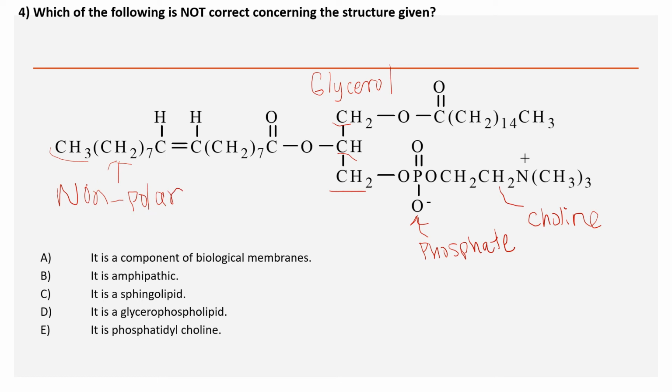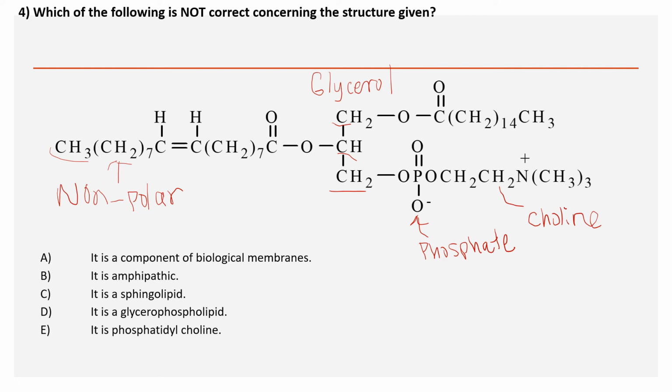Let's look at our answer choices. Which of the following is not correct? It is a component of biological membranes. It is amphipathic. It is a sphingolipid. It is a glycerophospholipid. It is phosphatidylcholine.